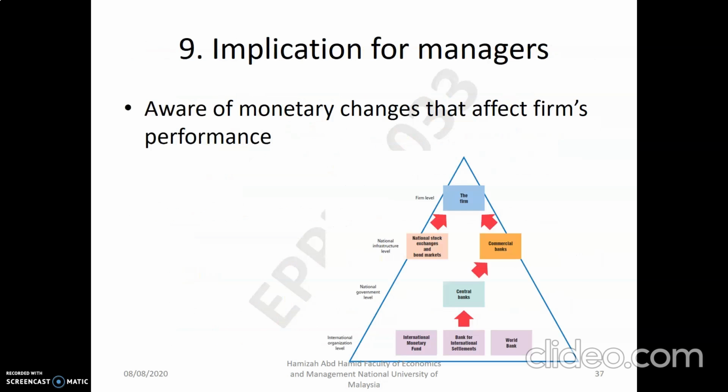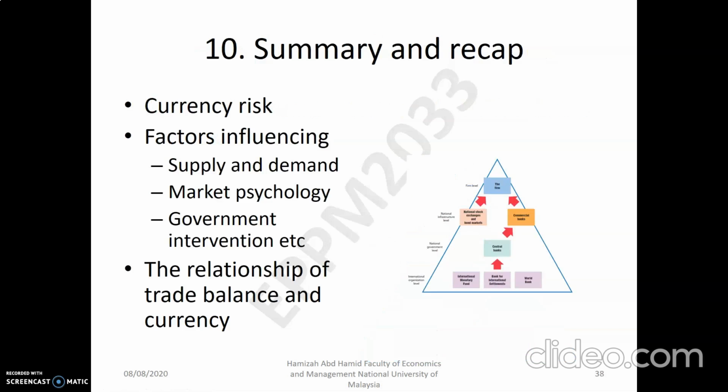So what does this mean? For managers, managers should be aware of the monetary changes that affect firms' performance. As consumers, also be aware of the changes, and as individuals, I won't say be aware, but take into account the changes that are happening in the world, because they are affecting everybody.